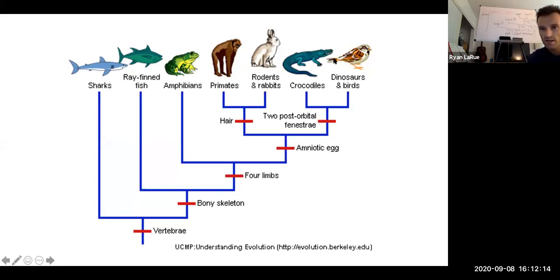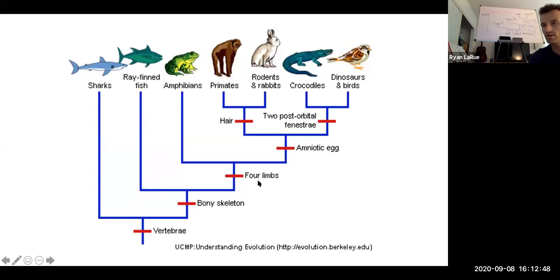So the shared trait extends outward. And when it branches off, the species that don't have 2 post-orbital fenestrae, the primates and rodents and rabbits, you see that branching off. But outward and upward here, they both have it. And it's kind of like, which ones have 4 limbs? Everything upward from 4 limbs. But ray fin fish branched off before that, as well as sharks. So that's how that works.